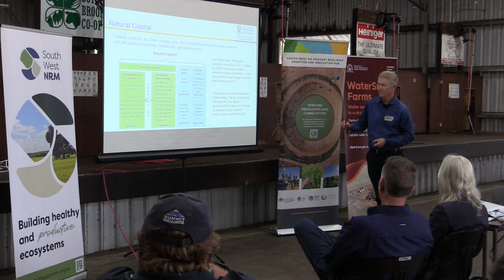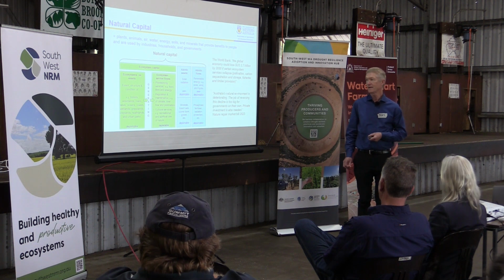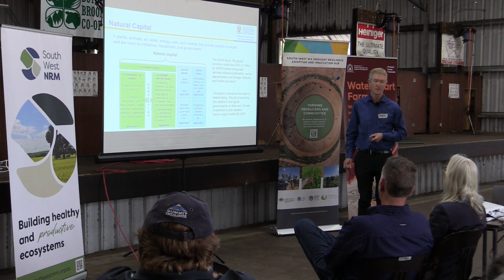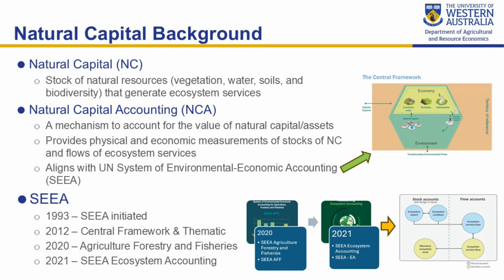So what is natural capital? Natural capital is basically the plants, the animals, the air, the water, the energy, the soils and minerals that provide benefits to people and are used by industries, households and governments. So it's a wide definition. Natural capital accounting is a mechanism to account for the value of these natural capital assets, and provides physical and economic measures of stocks of natural capital and flows of ecosystem services.